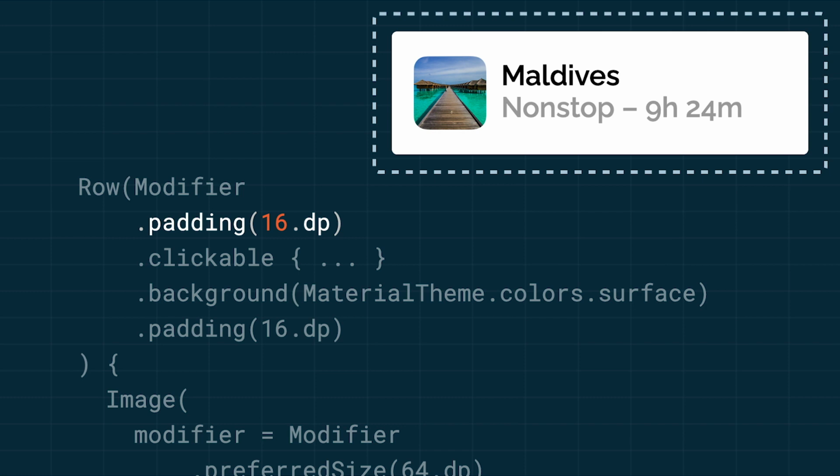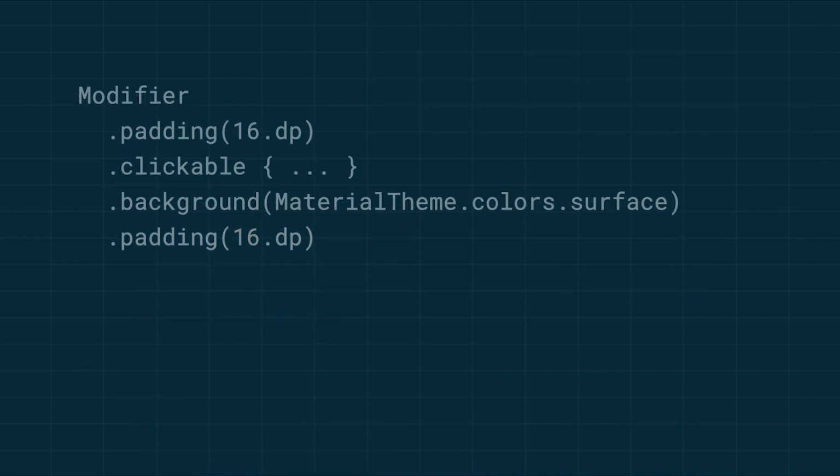This example reads as, add some space around my contents, then make it clickable, then draw a background color, then add some more space. These were fairly straightforward modifiers, but hopefully you can see how we can easily combine them together to build up our desired behavior. There are many modifiers available for adding all kinds of behavior, such as making an element toggleable, or even adding high-level behaviors like making something scrollable or even zoomable.